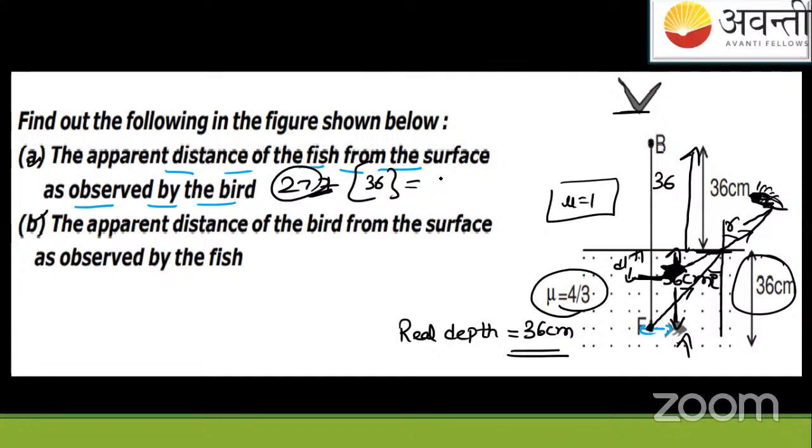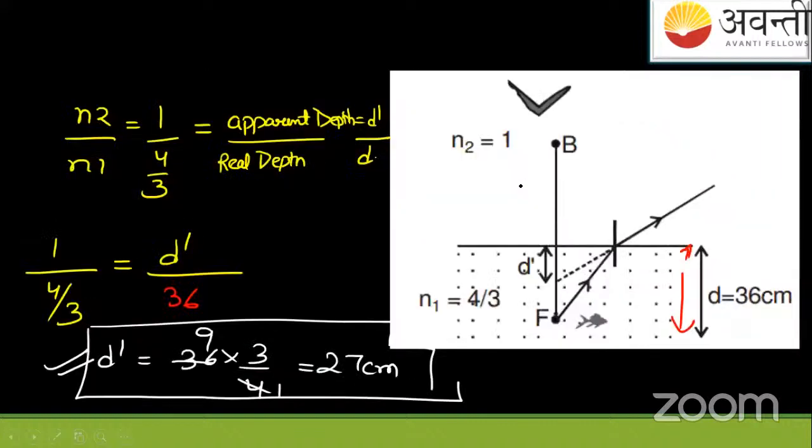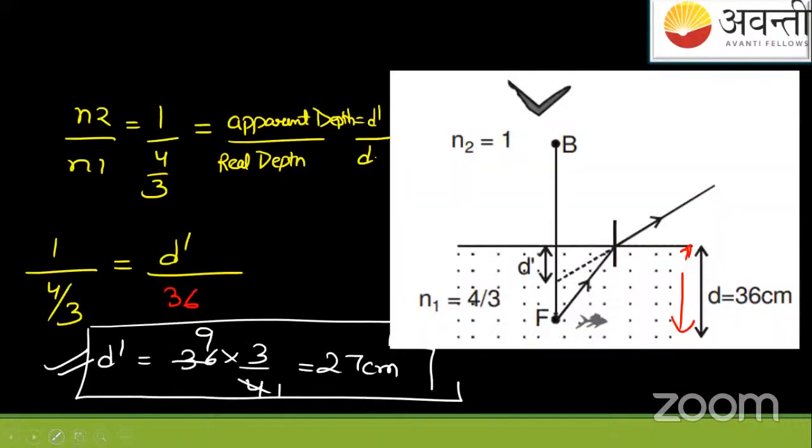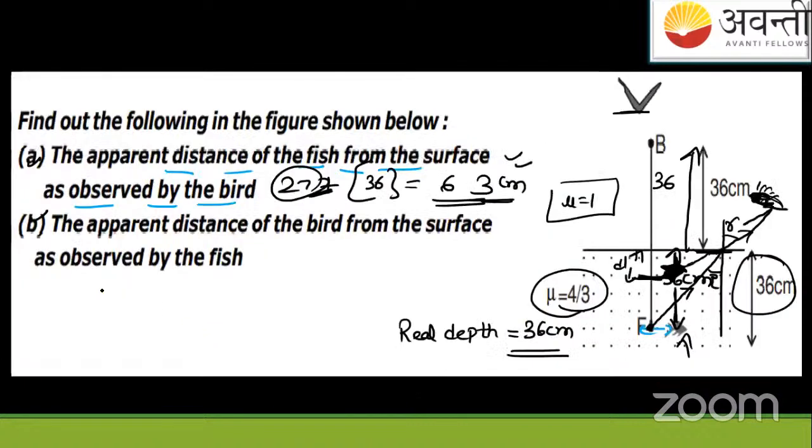So 36 plus 27 is how much, students? 63 centimeter. Okay, this is the first answer. Got it? Did you get the answer? So note it down now, students. We'll get 27 plus 36 equals 63 centimeters. Is this question clear? Yes or no? Okay, now let us see the next question, B part.